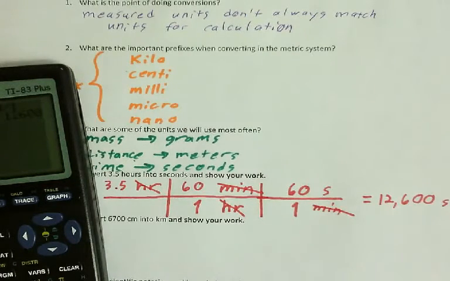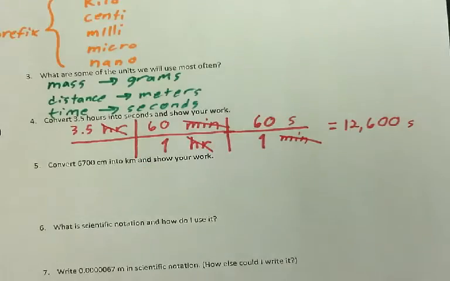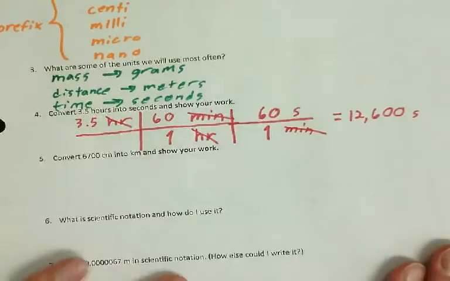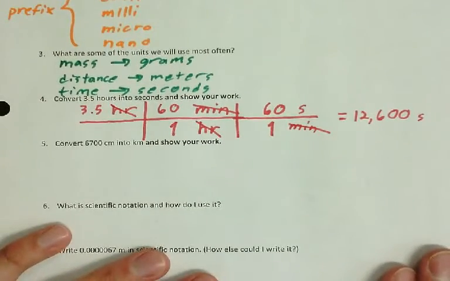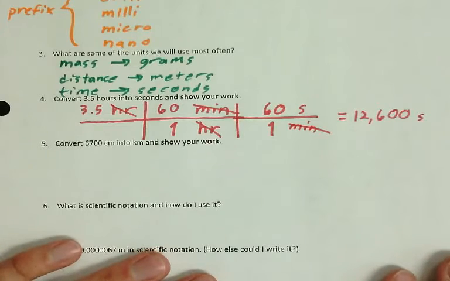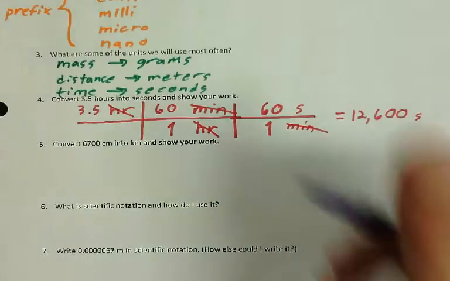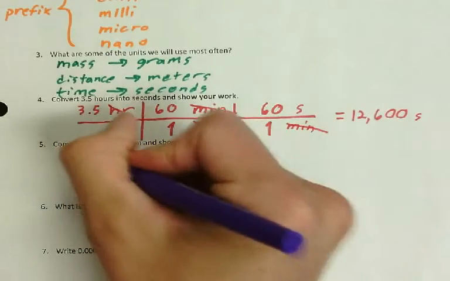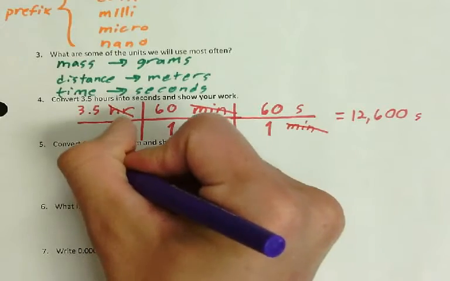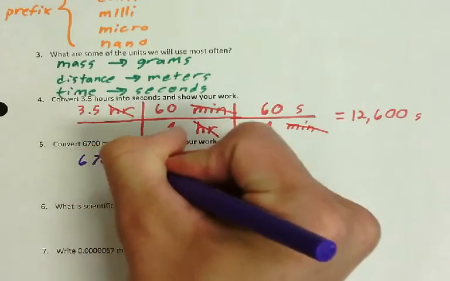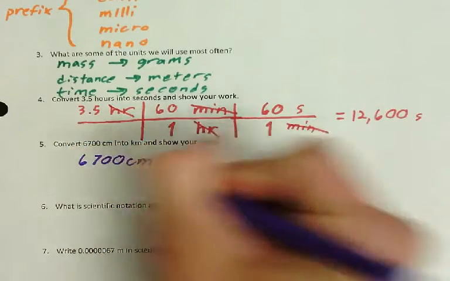Okay. Turn to the back page. Number 5. Convert 6,700 centimeters into kilometers and show your work. So just like we did before, we're going to start by writing the number down. So here we go. The number I'm starting with, 6,700 centimeters.